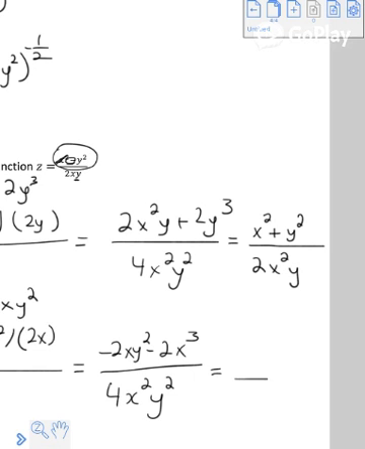Okay, very similar. They have these 2's that can simplify and a 4, and then they each have some x terms there that can simplify. We're going to have negative y squared minus x squared over 2x y squared.